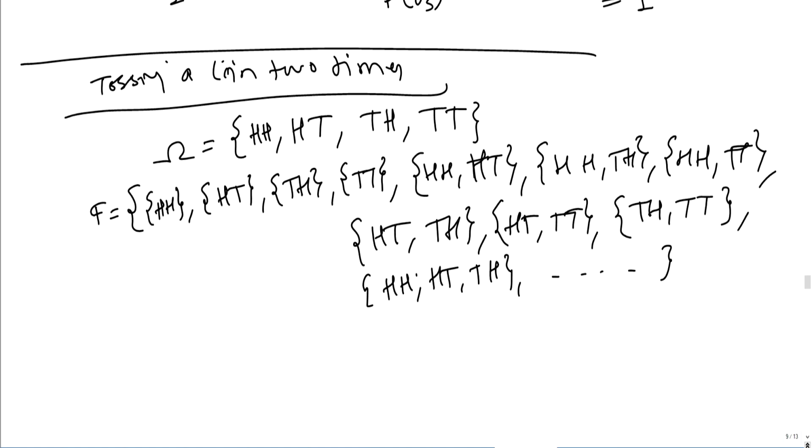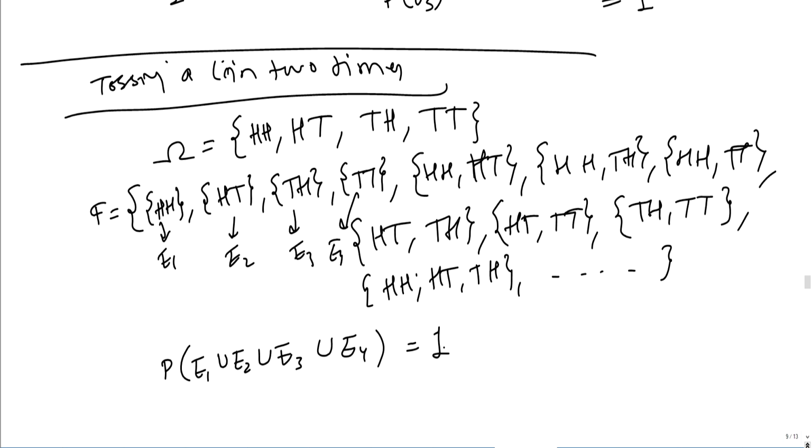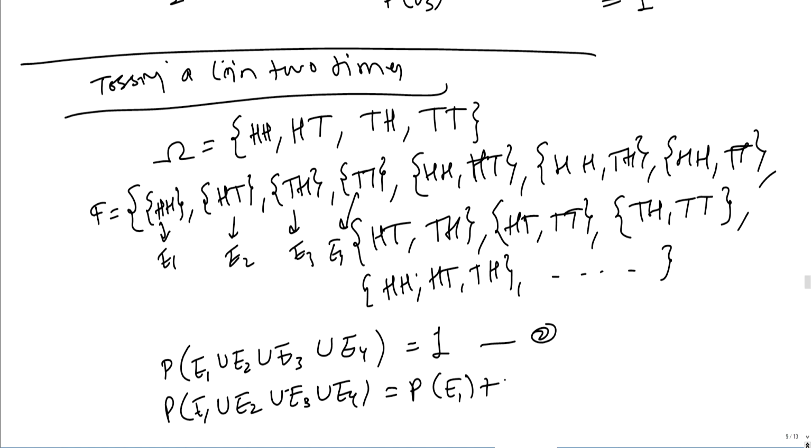So let us apply the 3 axioms here and see what they would imply, right? So the second axiom would say that the probability that one of the elementary events occurs, let us call them E1, E2, E3, E4, there are 4 elementary events now, okay? So the probability of E1 union E2 union E3 union E4 is equal to 1. Okay, so this is what the second axiom says. The third axiom would say that the probability of E1 union E2 union E3, because these are all mutually exclusive, would be equal to the summation of their individual probabilities. Okay.